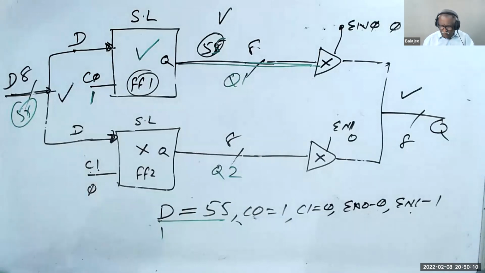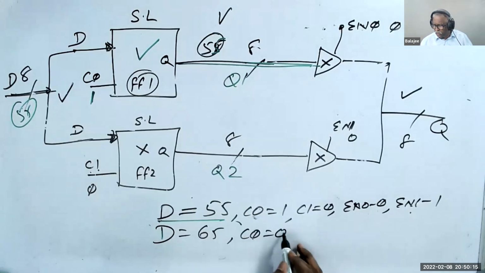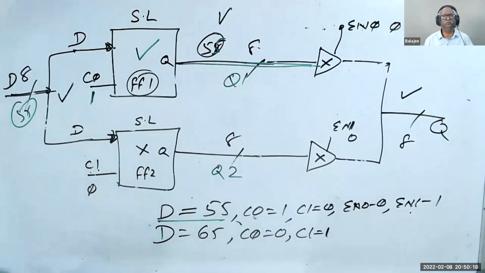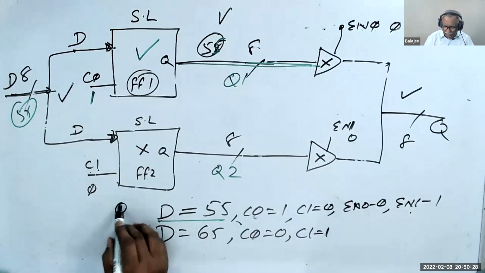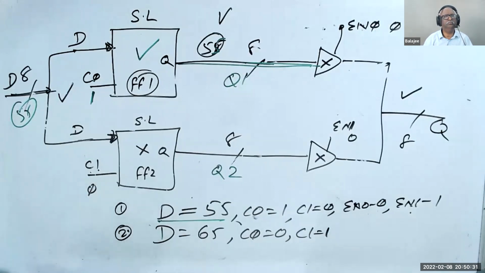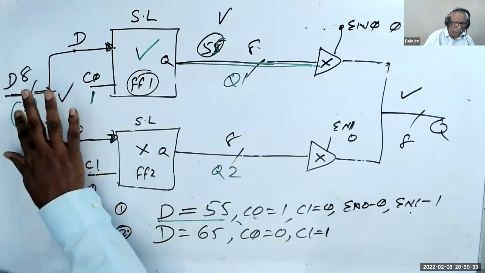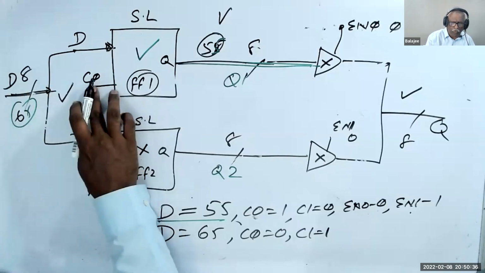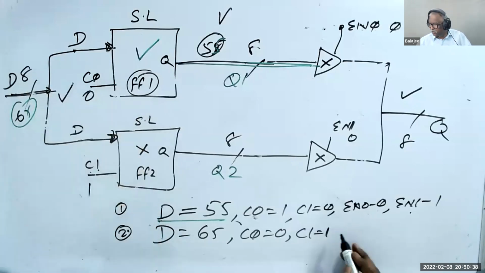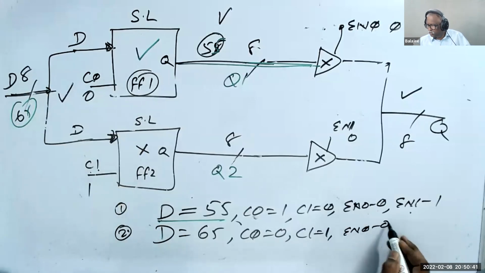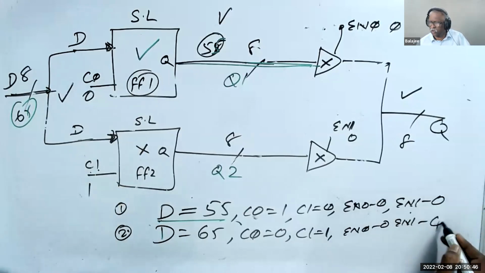Now I change the D to 65. And I make C0 is 0 and C1 is 1. What happens? This is the first one. This is the second step. What happens now? I change this one to 65. And this is 0 now. And this is 1. And enable 0 is 0. Enable 1 is 1. Now what happens?